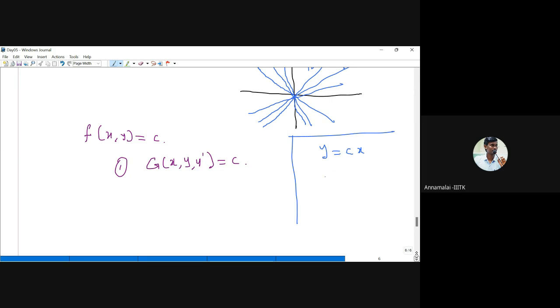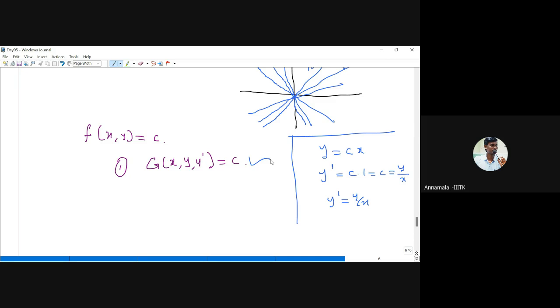So differentiate both sides with respect to x. Therefore, we get y dash equal to c times 1. That is c. But what is c from the given equation? c is nothing but y by x. So therefore, we get an equation y dash equal to y by x. So that is g of x comma y dash, anyway equal to c, but here c is 0.